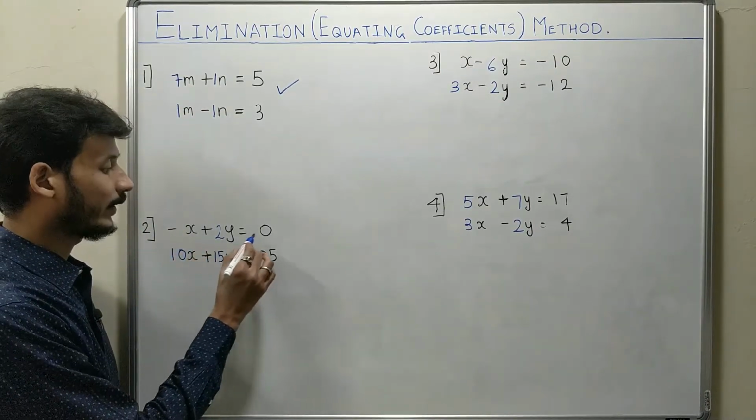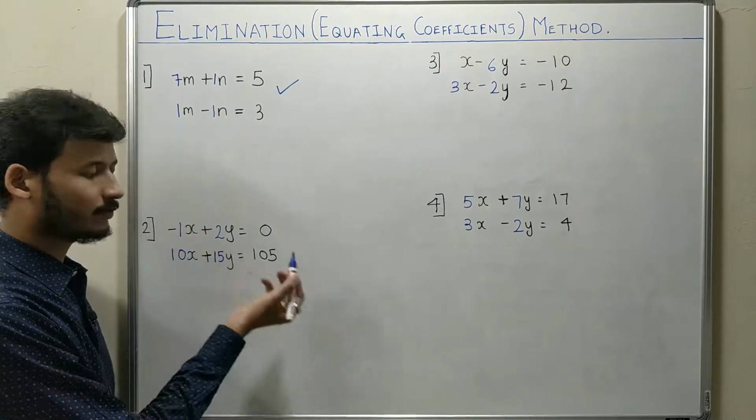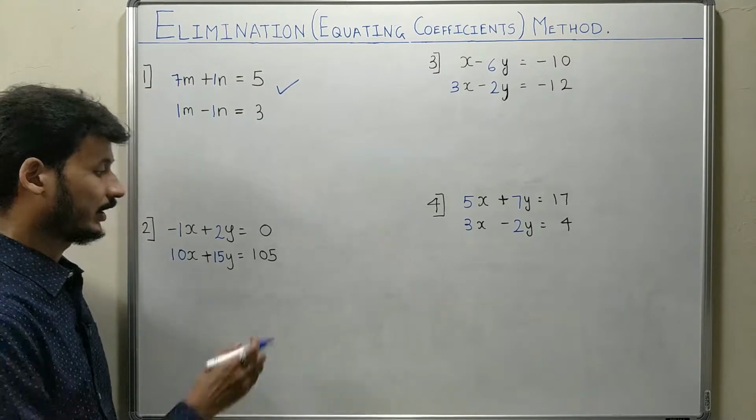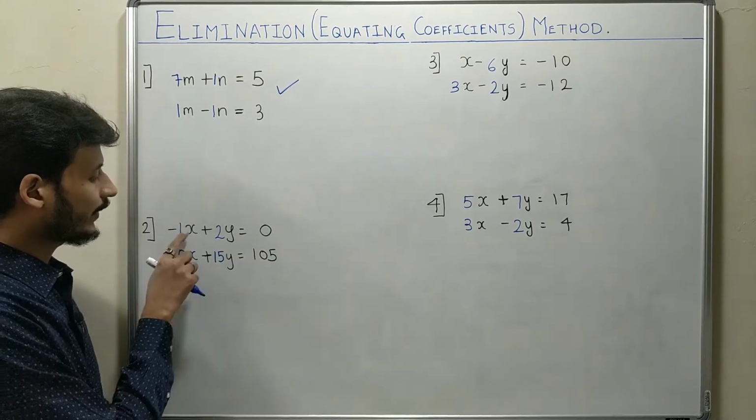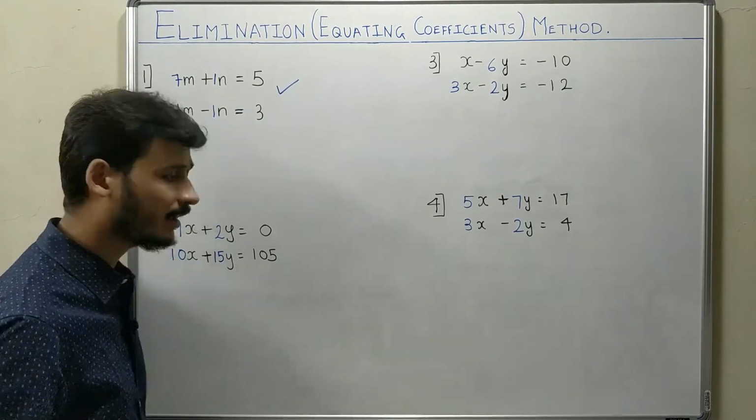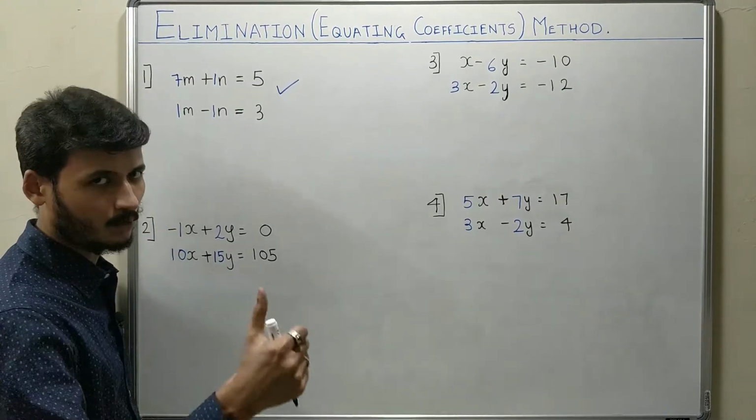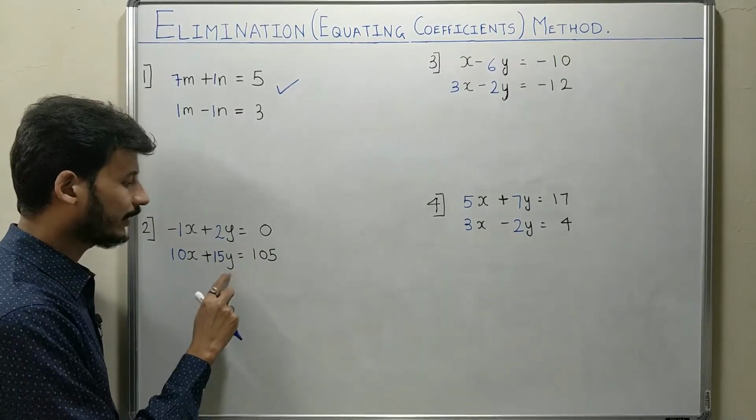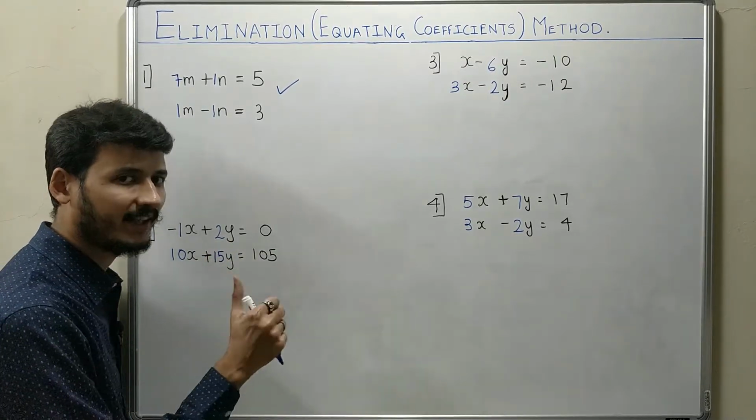Minus x plus 2y is equal to 0. That is minus 1x plus 2y is equal to 0. And 10x plus 15y is equal to 105. Now, let's compare the coefficient of the x variable. Minus 1, let's not look at the sign because the sign is not important. So are 1 and 10 the same? They are not same. So maybe the y's will be same. Let's check the coefficient of y. Are 2 and 15 the same? They are not same.